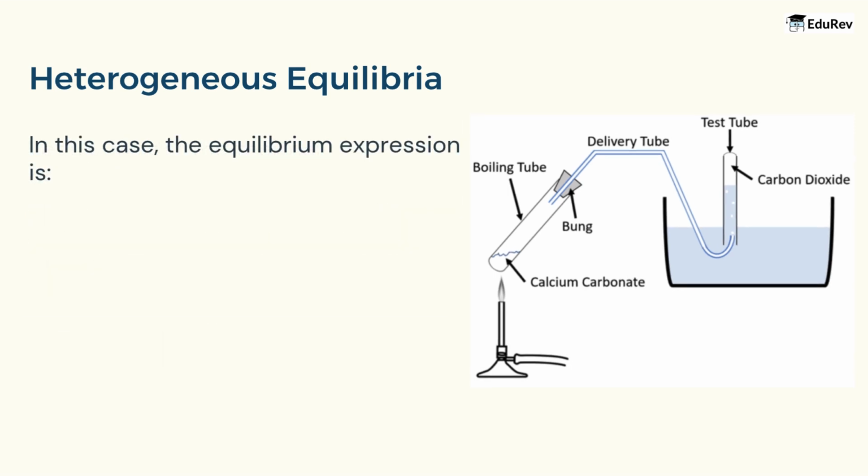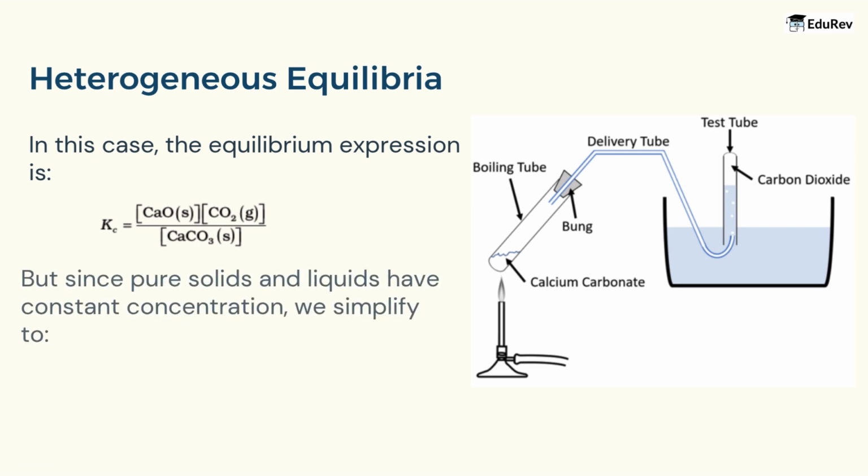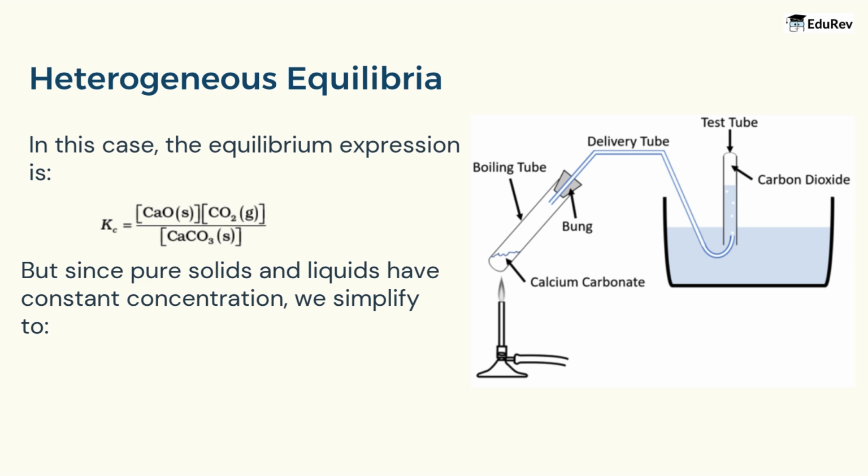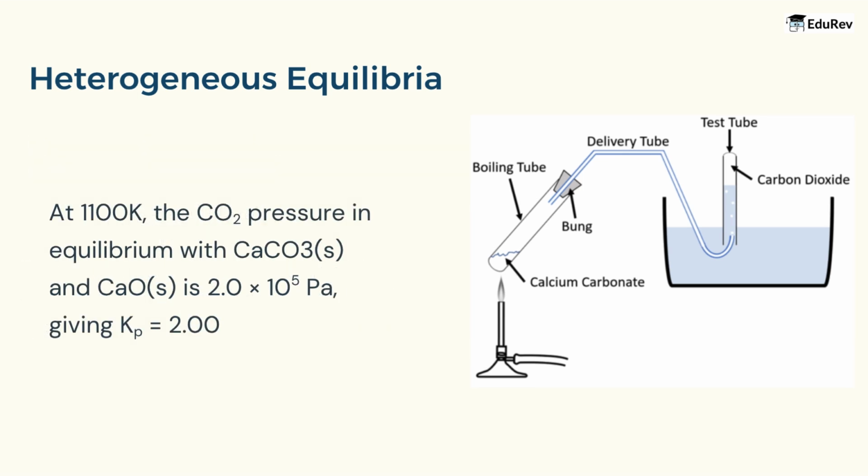In this case, the equilibrium expression is Kc equals concentration of calcium oxide times concentration of carbon dioxide divided by concentration of calcium carbonate. But since pure solids and liquids have constant concentration, we simplify to Kc equals concentration of carbon dioxide only. At 1100 Kelvin, the pressure of carbon dioxide in equilibrium with calcium carbonate and calcium oxide is 2.0 times 10 to the power 5 pascals, giving Kp equal to 2.0.